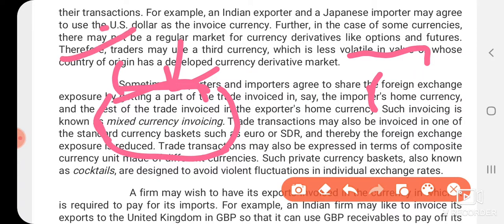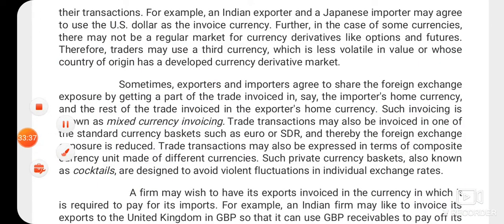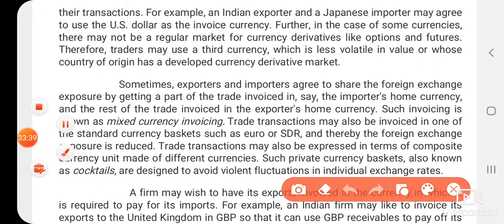In the first example we discussed, many currencies won't have a regular market, so in order to avoid such risk, they use third-party currencies which have a regular market. The other case is where importers and exporters, according to the agreement, share their foreign exchange risk by parts of the trade. Like I said just now, 50% to him and 50% to the other counterparty. Such a type of invoicing is known as mixed currency invoicing.